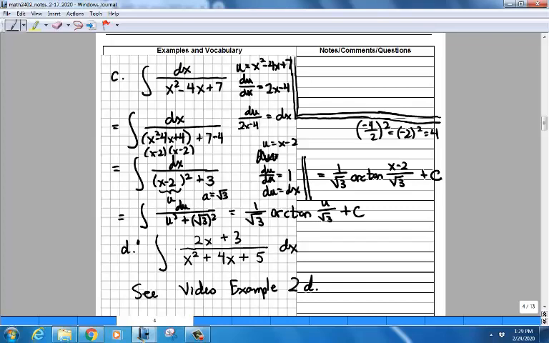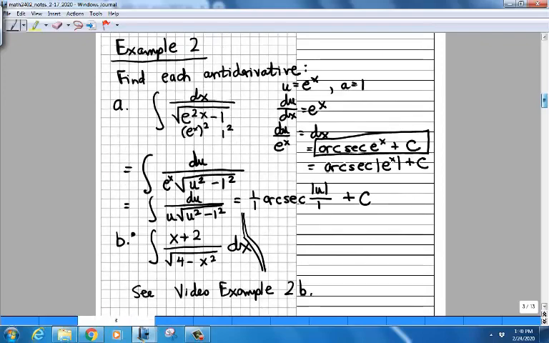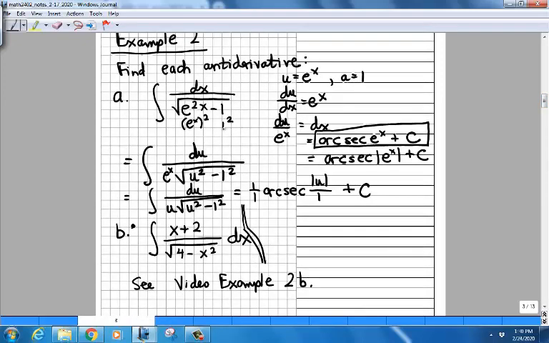For example 2, I was just wondering why you didn't take a to be negative 1? Why I didn't do what? For example 8, here you said a is equal to 1. Why didn't I take a to be negative 1?